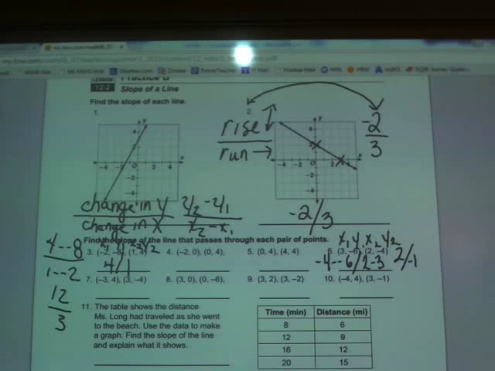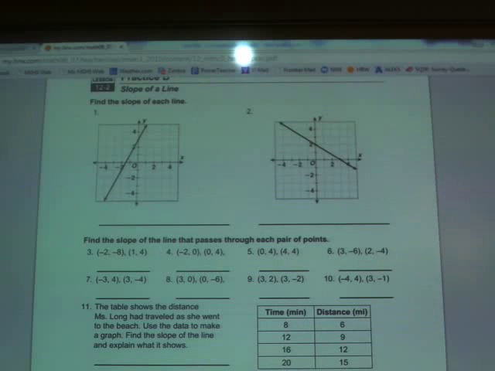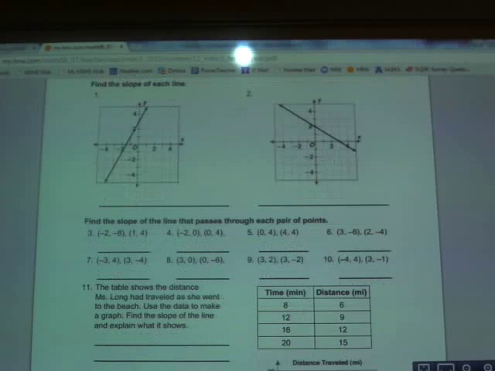All right, let's go ahead and take a look at the story problem here, number 11. Number 11 says that the table shows the distance Mrs. Long traveled as she went to the beach. Use the data to make a graph, find the slope of the line, and explain what it shows.